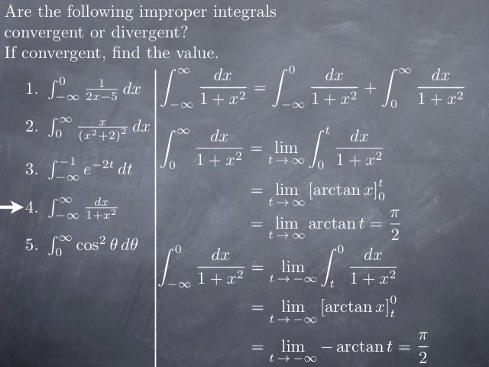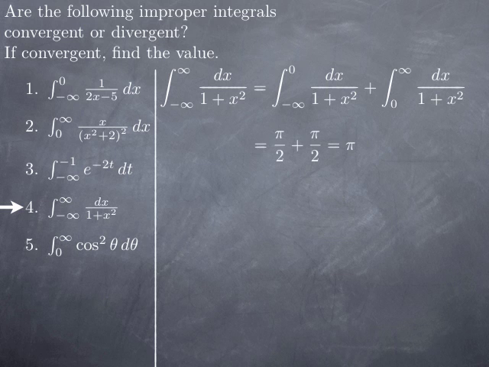Again, if you remember what the graph of arctangent t looks like, you'll see that the limit at negative infinity of arctangent t is negative pi over 2. Since we're looking at the opposite of arctangent, we obtain positive pi over 2. Therefore, both integrals are convergent, and the integral from negative infinity to infinity is just the sum of the values, pi over 2 plus pi over 2, so we get pi for this integral.